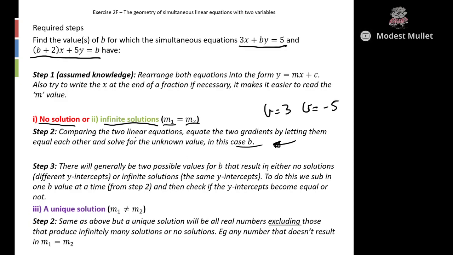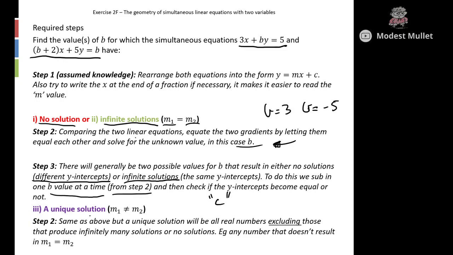Okay, so we generally get the two possible b's. We sub one of them in and then check what happens to the y-intercepts. Do those y-intercepts, or what we consider our c value, become the same or do they become different? If they're the same, okay, we have infinite solutions. If the c value is different, then clearly the lines never overlap.